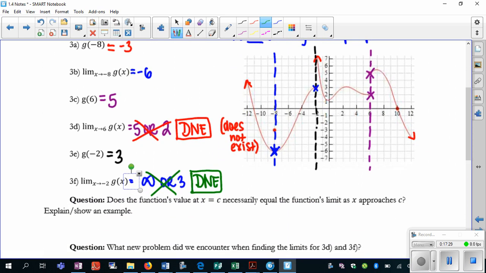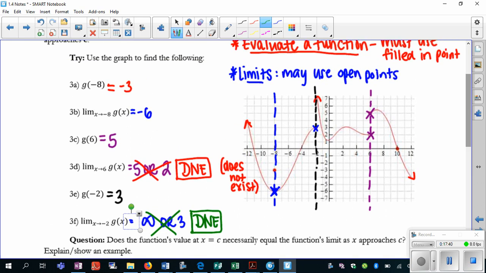So if we look at this question here, does the function's value at x equals c necessarily equal the function's limit as x approaches c? So this is basically asking us, are these two things always the same? When we evaluate a function at a point, is that the same thing as finding the limit at that point? Not always the case.